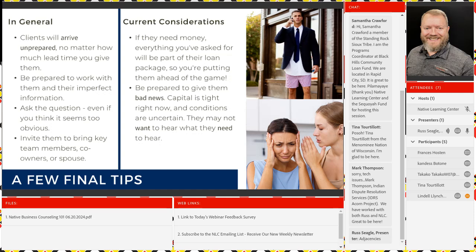If they need money, everything you've asked for is going to be in the loan package. So everything that we're talking about here is going to put them ahead of the game. Everything here is going to end up somewhere in that loan package. Be prepared to give them bad news.